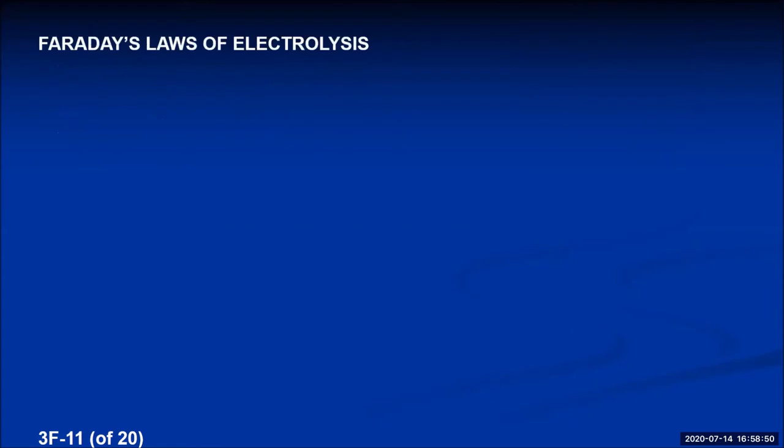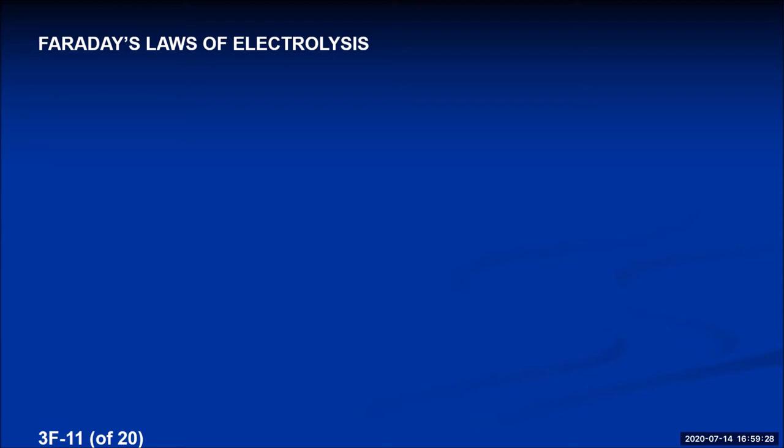Now, quantitatively, we can actually predict how much chemical change takes place during an electrolytic cell by using what are called Faraday's laws of electrolysis. And there's two laws that Michael Faraday was able to develop to show quantitatively how electricity that's passed through an electrolytic cell can be used to produce a certain amount of chemical change. And in fact, it was Faraday's laws of electrolysis that allowed chemists to eventually, around 1900, figure out how many atoms there are in one mole of any substance.